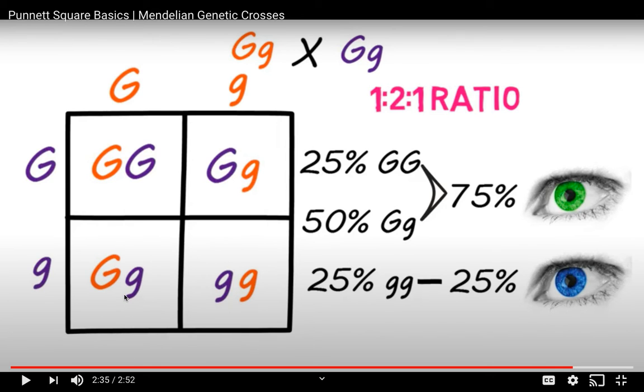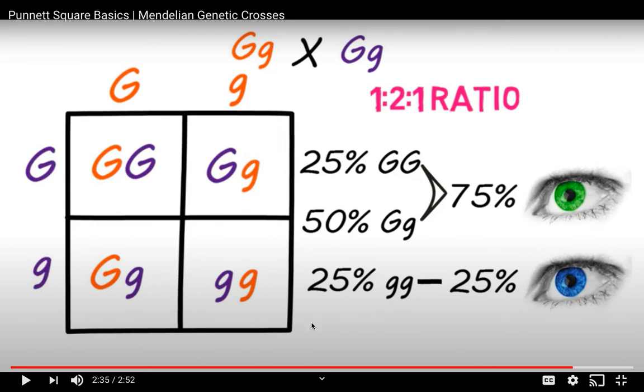Keep in mind, when we talk about dominant traits, they are stronger than our recessive. So anything that has a capital G in it will be a green eye. So that's why they got 75%, because we count 1, 2, 3. 3 out of 4 is 75%. So 75% will have green eyes.